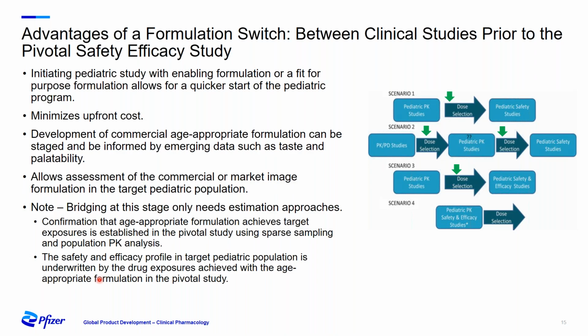So note that bridging at this stage, as I mentioned earlier, only needs estimation approaches. The confirmation that the age-appropriate formulation achieves target exposures is established in the pivotal study using the sparse sampling and population PK analysis. The safety and efficacy profile in the target pediatric population is underwritten by the drug exposures achieved with the age-appropriate formulation in the pivotal study.